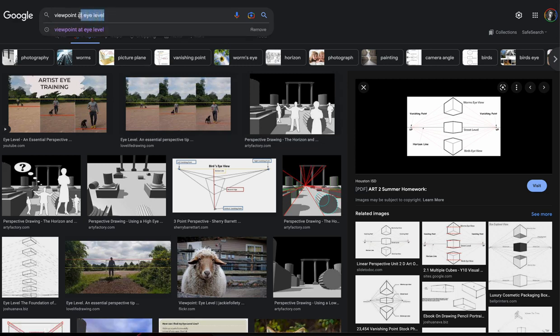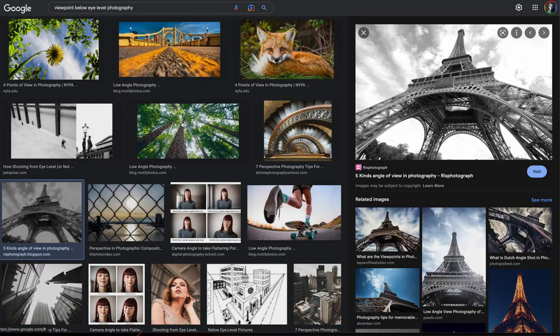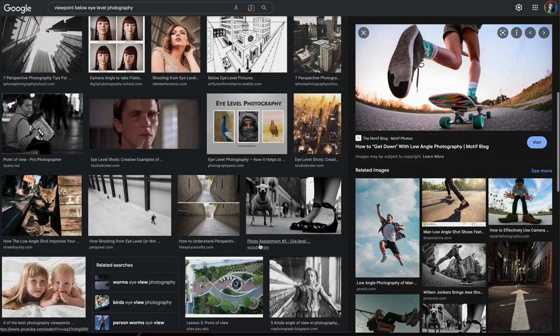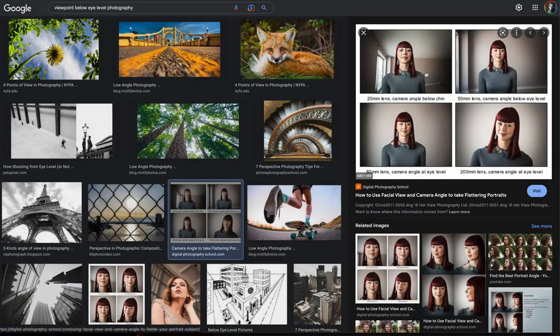And then we have viewpoint below. So here's when we have a viewpoint that's really low. You can see how this looks kind of looming. It's over everything. It can make things look much larger than they are and give this powerful stature to it. So here you can see the difference between below eye level and above, and how that changes things.